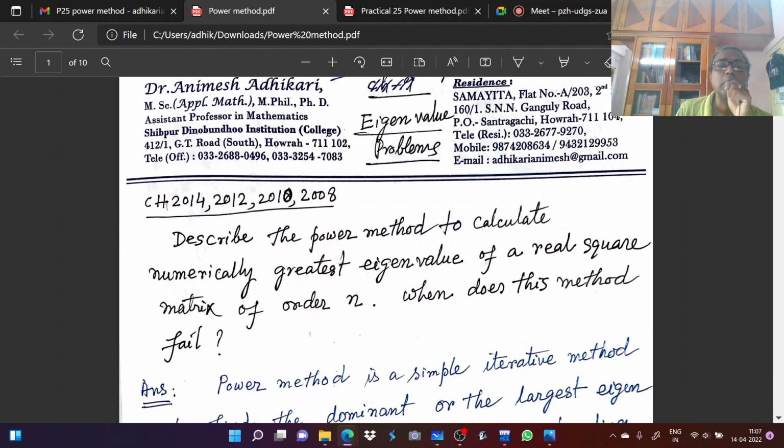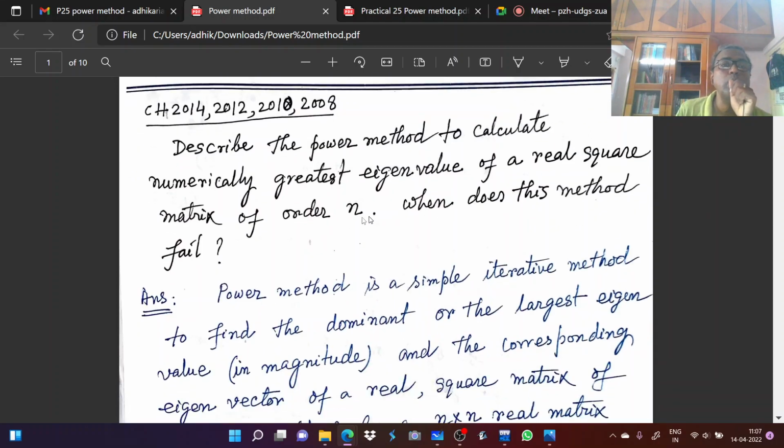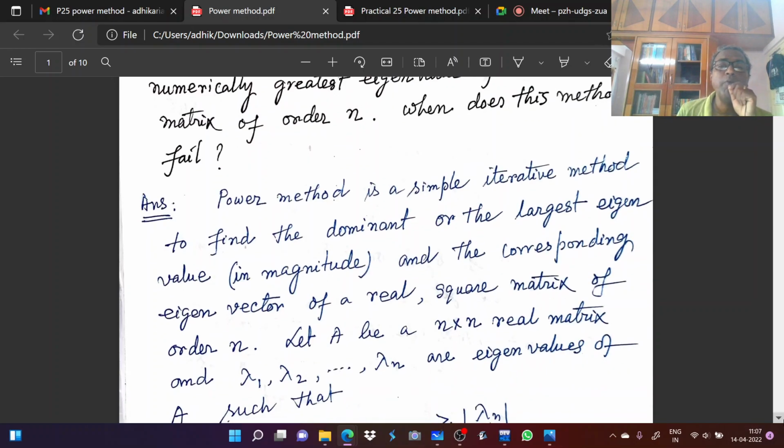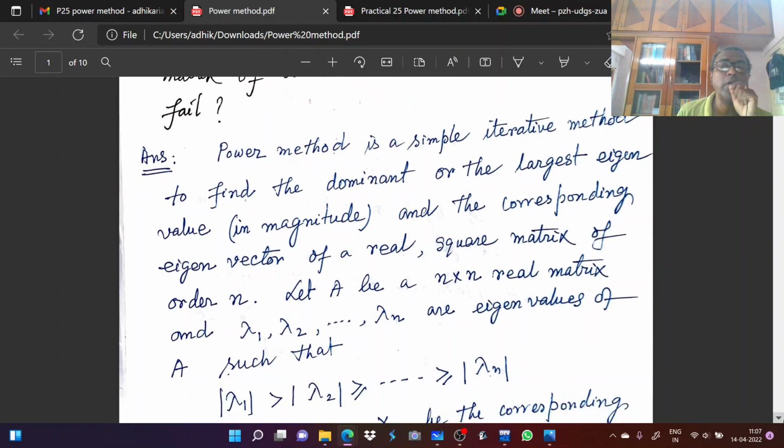Now, the theory for this power method to calculate the numerically largest eigenvalue of a real square matrix of order n. When does this method fail? The power method is a simple iterative method to find the dominant or largest eigenvalue in magnitude, numerically, and the corresponding eigenvector of a real square matrix of order n.